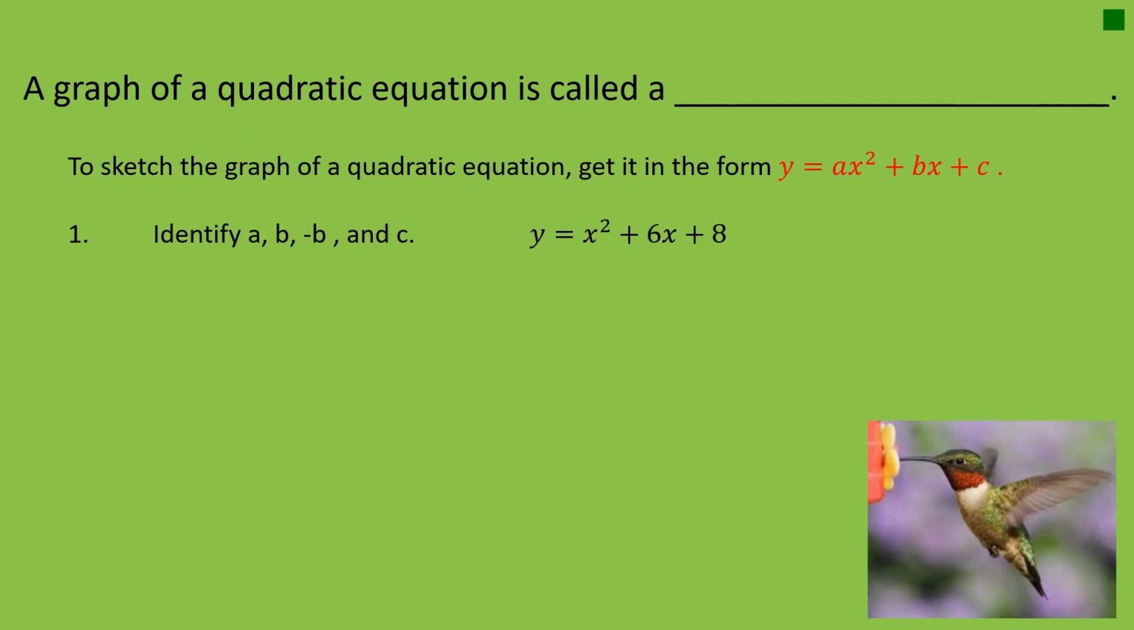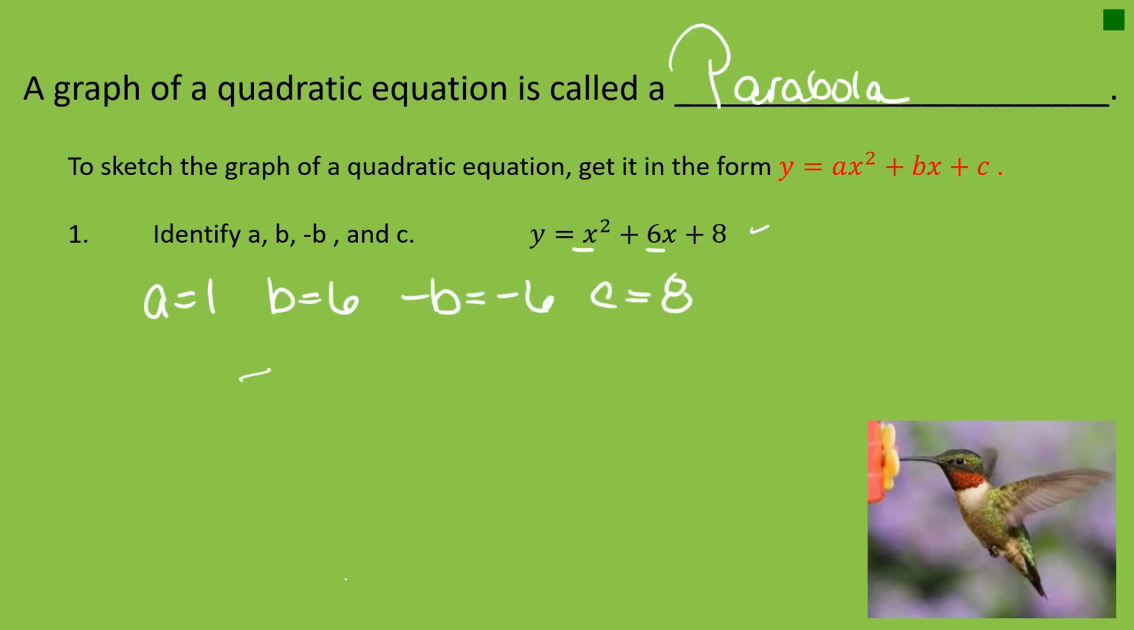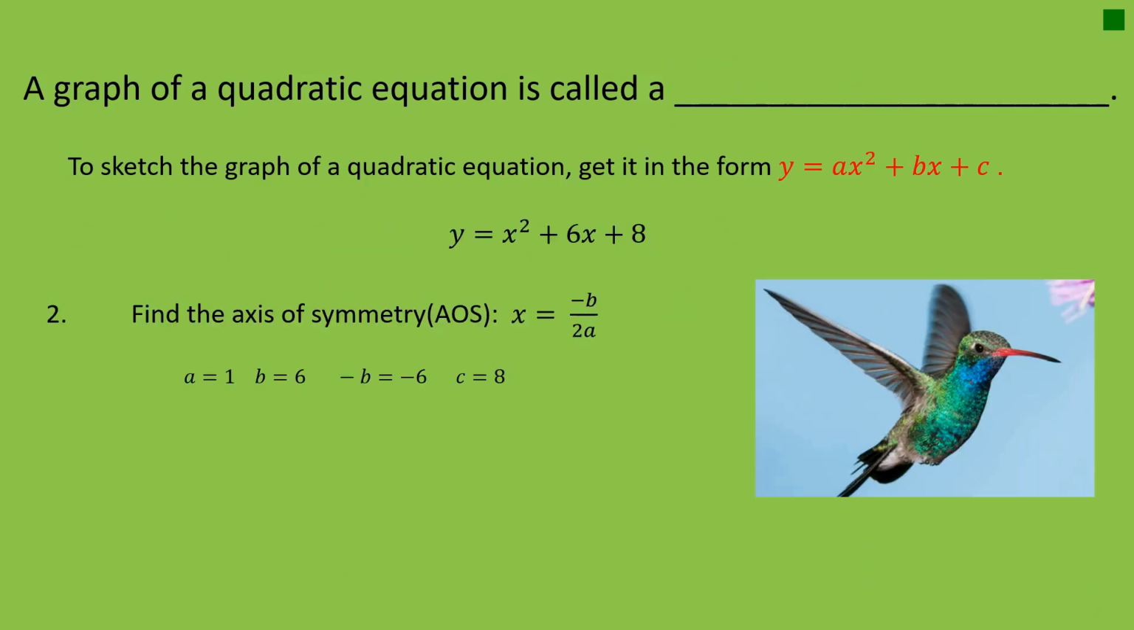All right, here we go. Let's do one. What is the graph of a quadratic equation called? A parabola. You got to know that. Get it in the form ax squared plus bx plus c. We got it. Check. So all we're going to do on this slide is identify a, b, and c. A is 1. B is 6. The opposite of b is -6. And c is 8. Remember, just like in the quadratic formula. Got it. So what is it called? It's called a parabola.